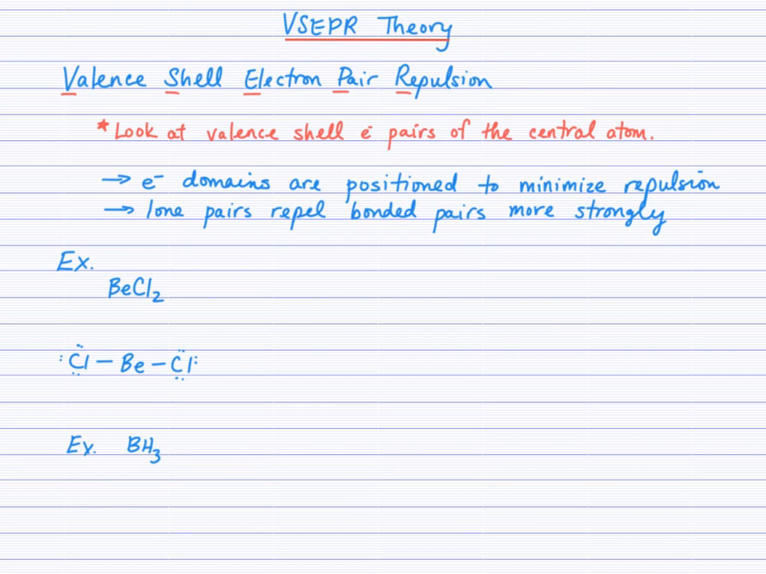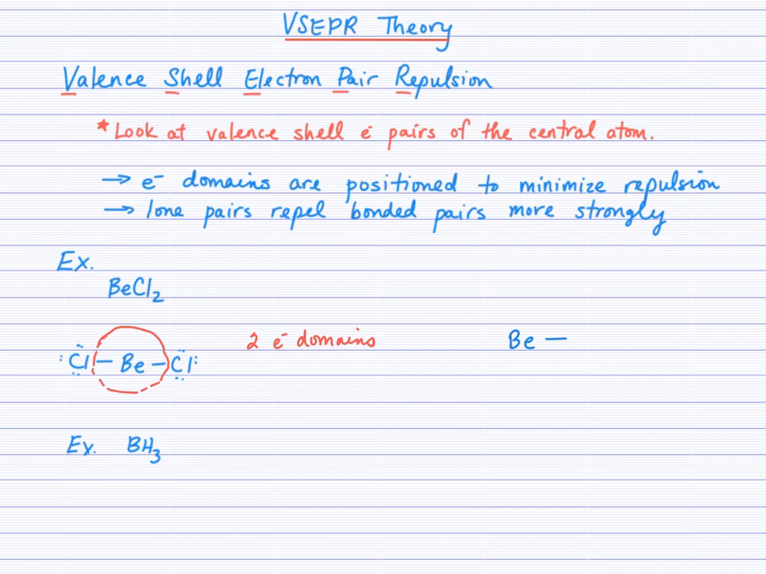So the first example here is BeCl2, and you can see I've drawn the Lewis diagram. The focus for us then is to key in on the valence shell electron pairs around the beryllium. And we can see there that there are two electron domains. Both of them are bonded. So we're looking to position these electrons so that they minimize repulsion between them. And really that sets up then as the linear arrangement.